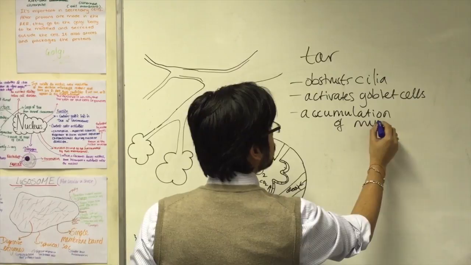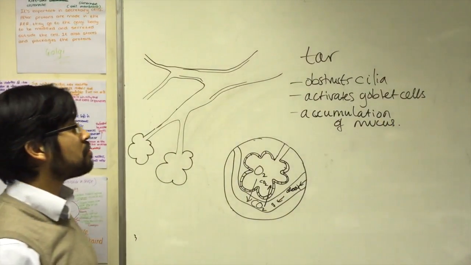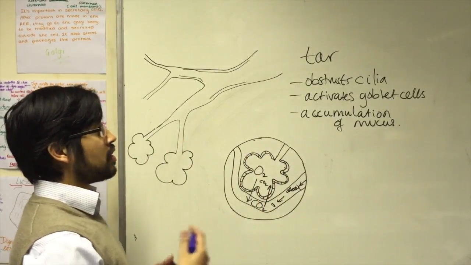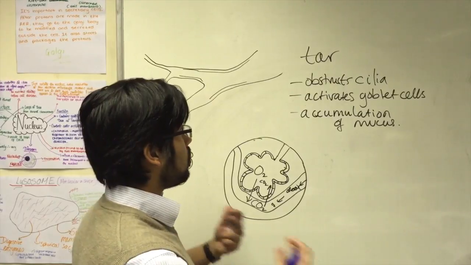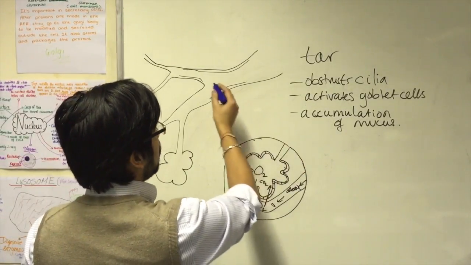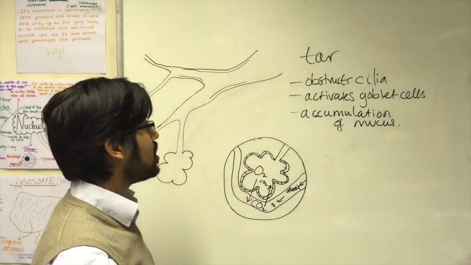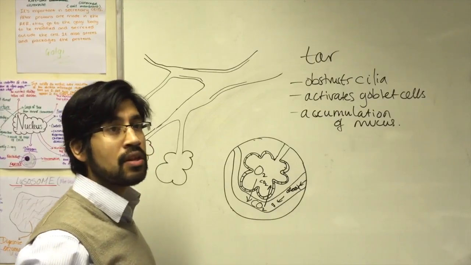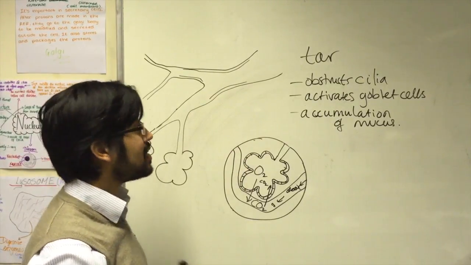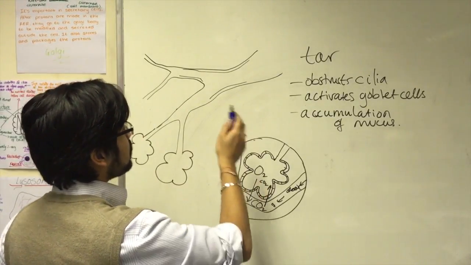accumulation of mucus. Now, on its own, that's already causing problems because the person that's got an accumulation of mucus in their lungs is now coughing, otherwise known as smoker's cough, but this is the first effect. The coughing is a natural bodily response to the mucus in the lungs. Now in this case, the mucus is building up because of the tar itself. So we've got an accumulation of mucus right there.